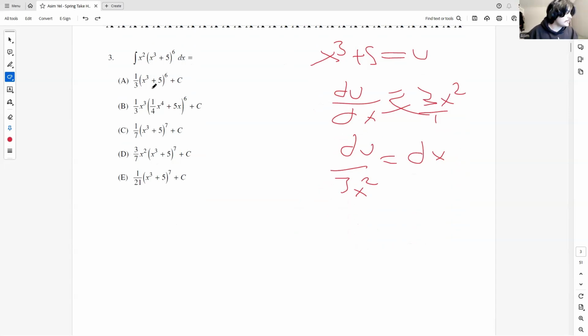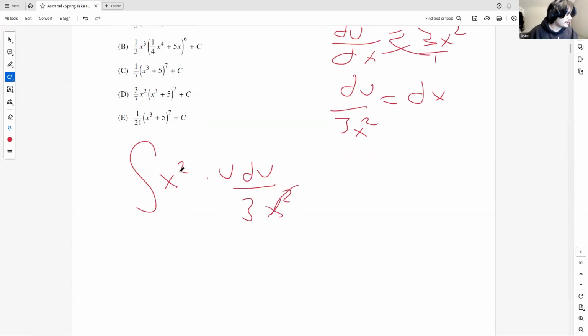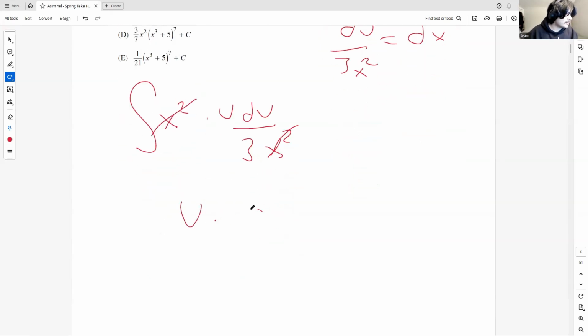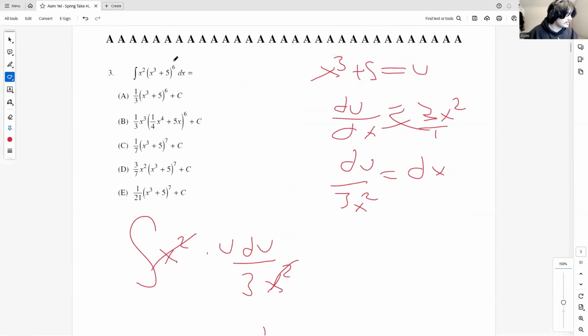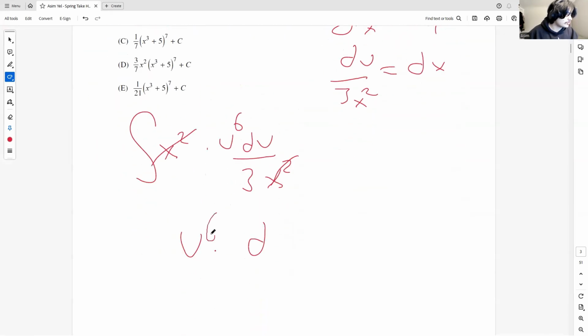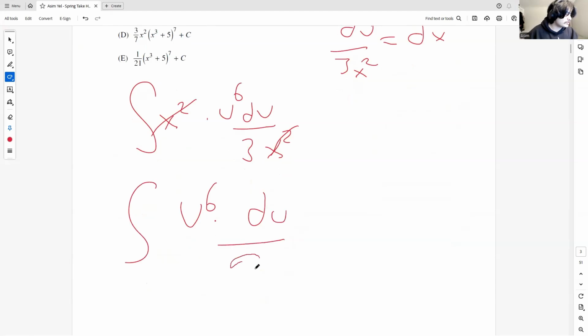So I'm just going to use my u substitution in the integral. x squared times u times du over 3x squared. Now we can just simplify these x squareds, and I've got a u times, actually, I was almost forgetting this, u to the power of 6. So write this power 6 too, and du over 3.